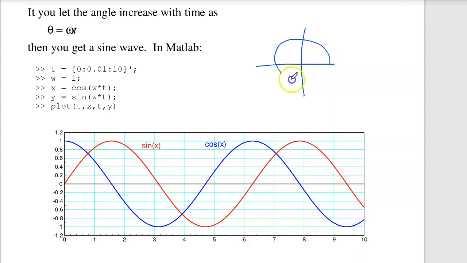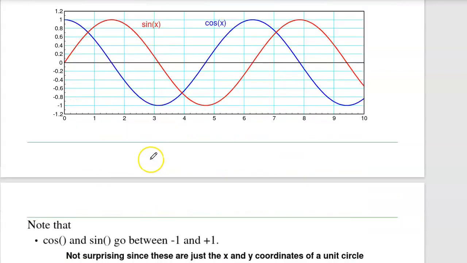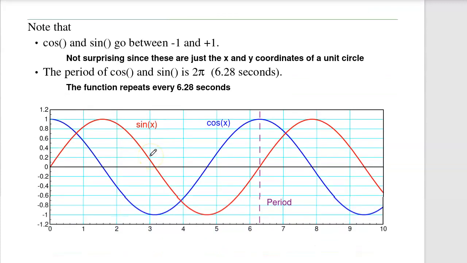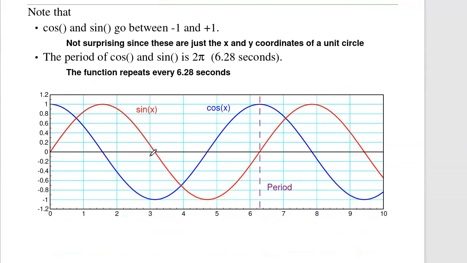If I have a circle, take this point and spin it, the x-axis is cosine. The y-axis is sine. It goes from 0 to 1 to 0 to minus 1, 0 to 1, 0 to minus 1. That's the y-axis. In addition, note that the period is 2 pi. In English, we use hertz, cycles per second. Hertz are not the natural unit. The natural unit is radians per second. And the cosine is periodic in 2 pi. So going all the way around the circle is 2 pi.